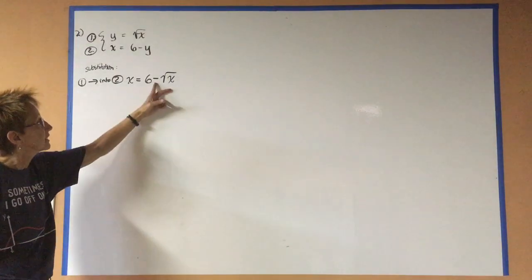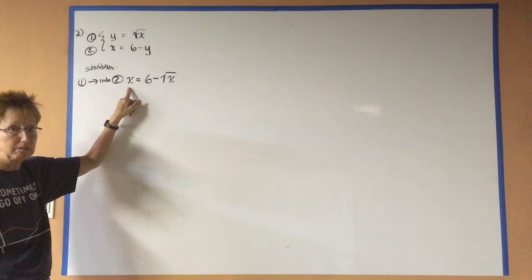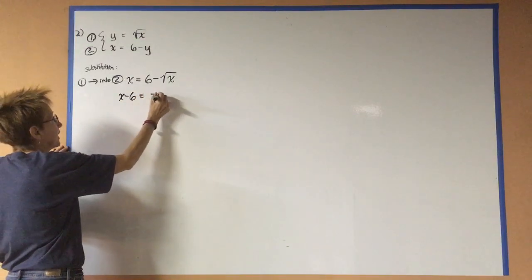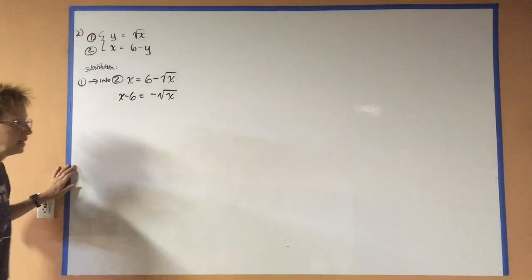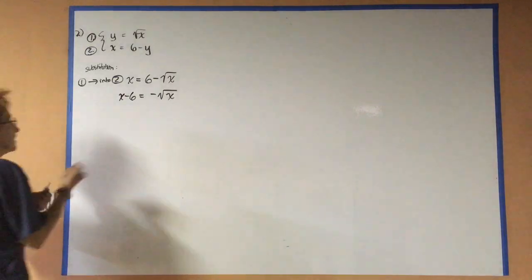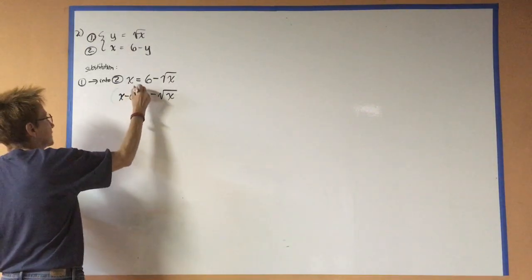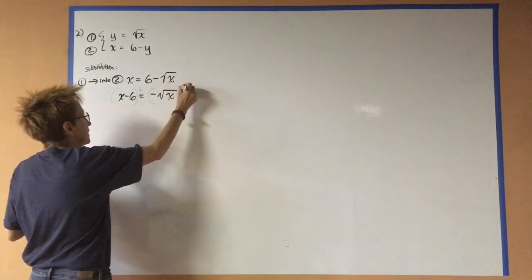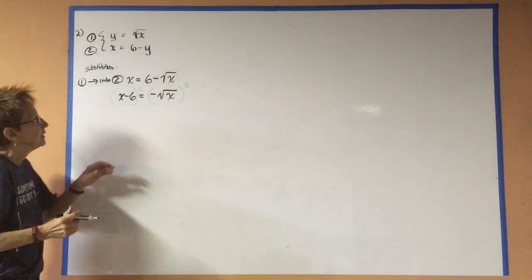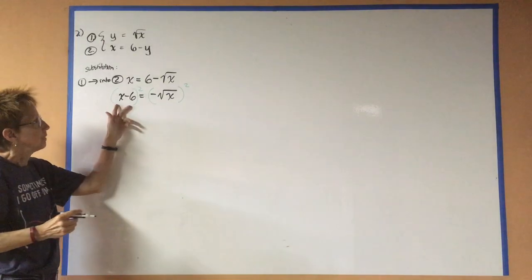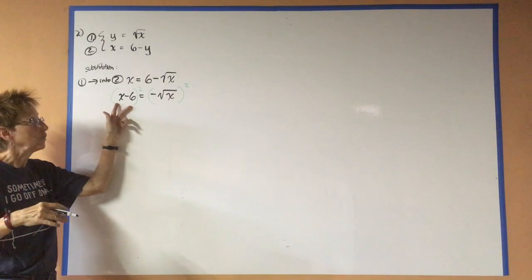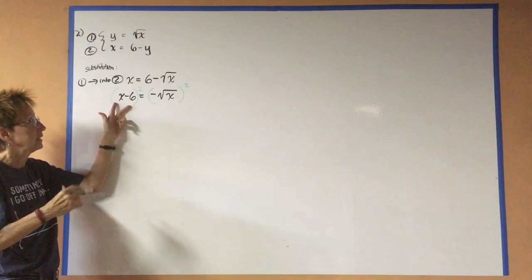So I can isolate this by moving this 6 over here. So let's see, if I do that, this becomes x minus 6 equals negative the square root of x. And now I'm going to square both sides, the entire side. This entire side gets squared, and this entire side gets squared. So what happens when you square this entire side? What do you have to do over here? FOIL it out. What is x minus 6 times x minus 6?